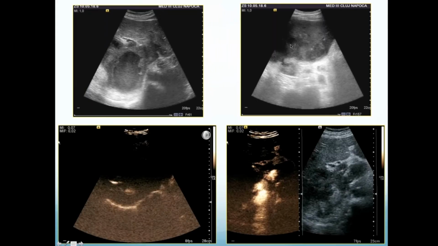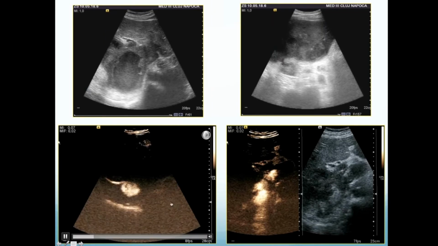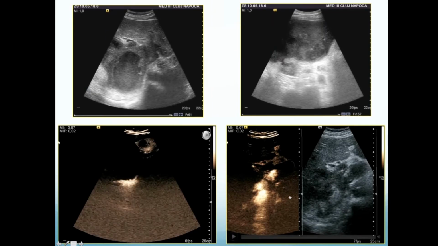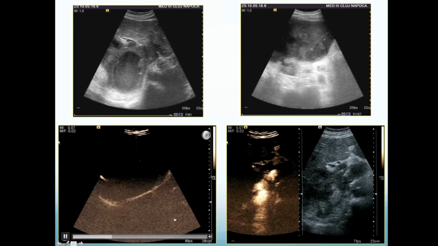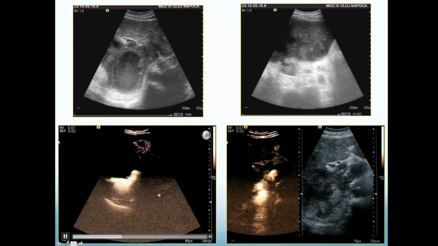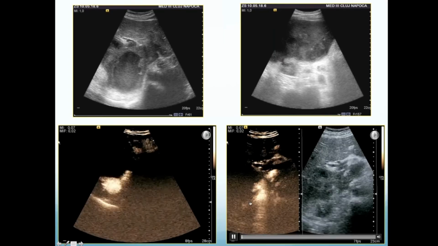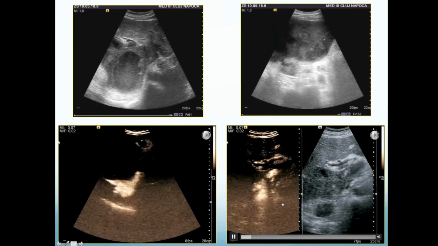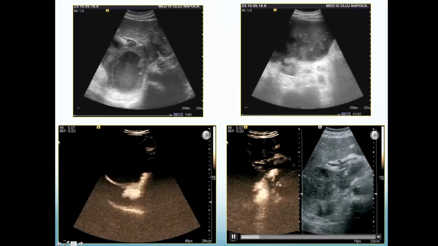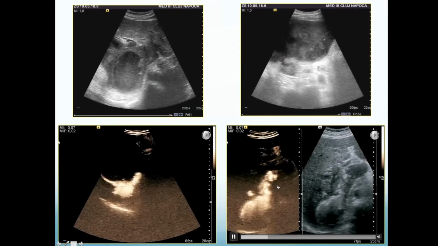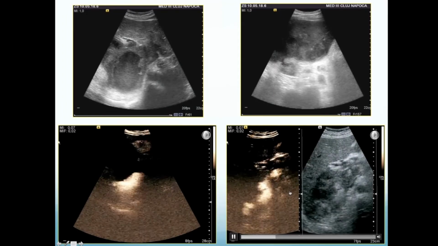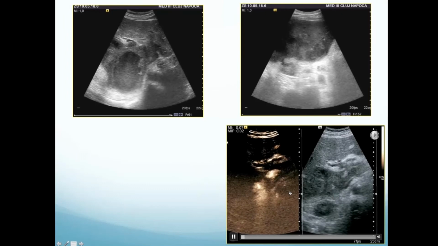For more complex lesions, you see here a very complex lesion with a lot of chambers and compartments. It's mandatory to do this, and in some cases it's also necessary to put additional catheters in other parts to ensure a complete drainage.